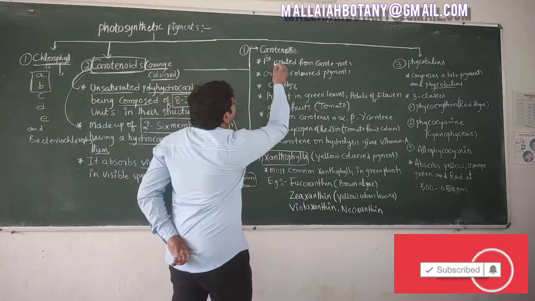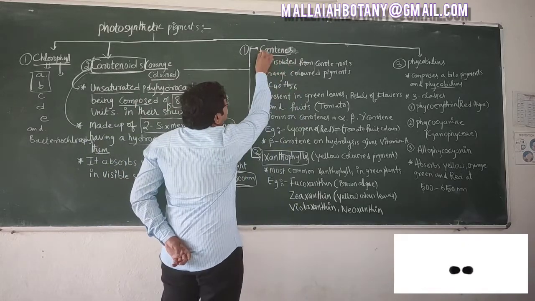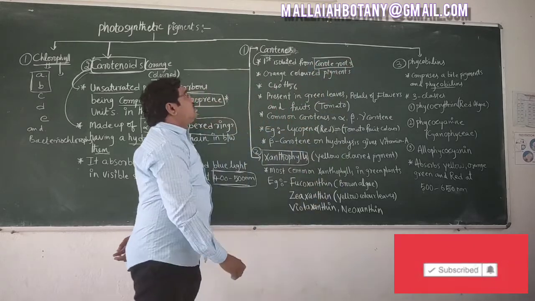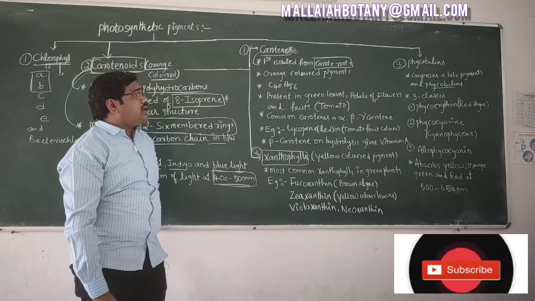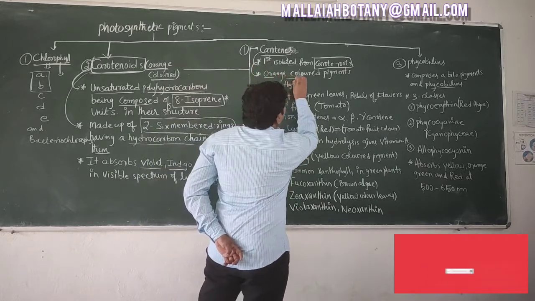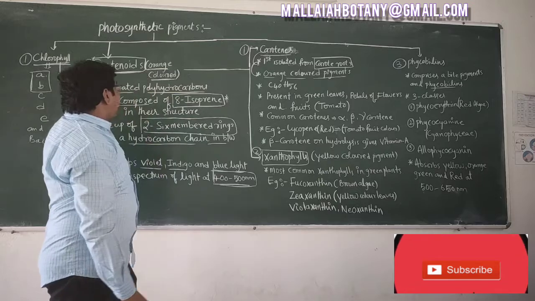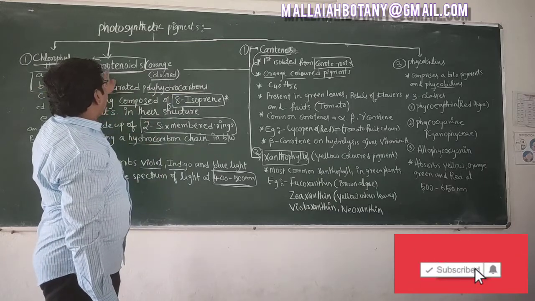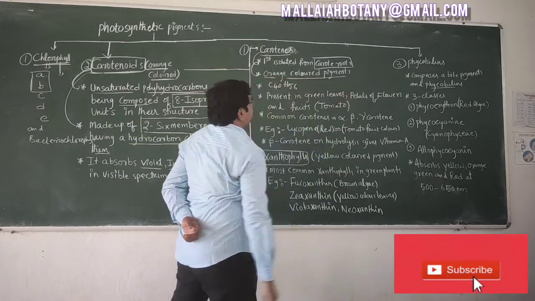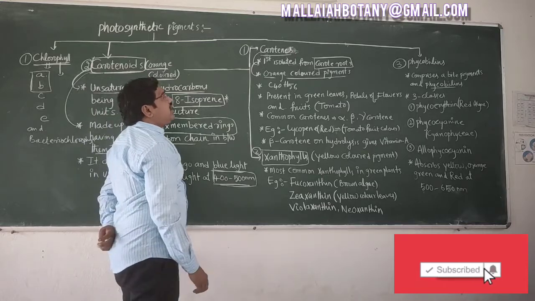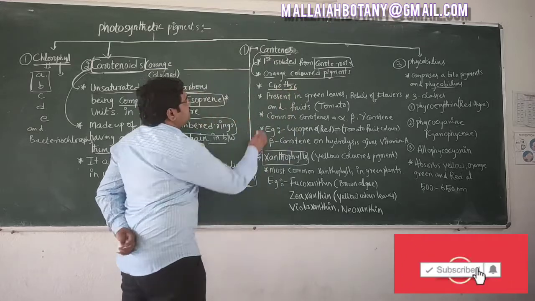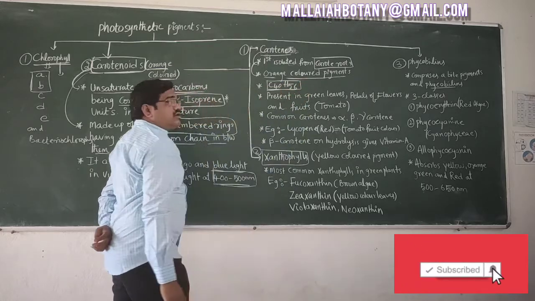So what are the carotenes? The carotenes were first isolated from carrot roots. The carotenes are orange colored pigments. Chlorophyll is a green colored pigment, carotenoids are orange colored pigments, and carotene is also an orange colored pigment. The molecular formula of carotene is C40H56.